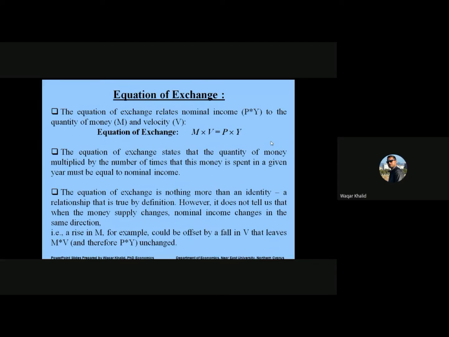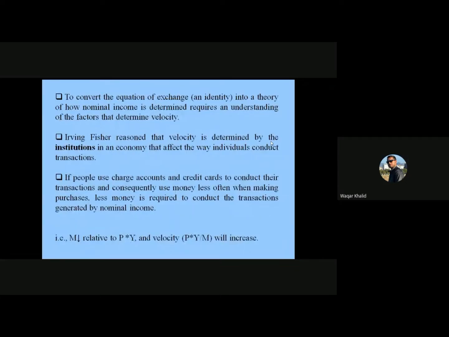It will remain constant. So to convert this equation of exchange into a theory of how nominal income is determined requires an understanding of the factors that determine velocity. It means, what are the factors that determine velocity? Then we can easily find out the relationship between those particular variables. Fisher reasoned that velocity is determined by the institutions in an economy that affect the way individuals conduct transactions.